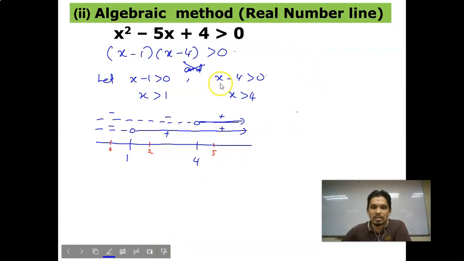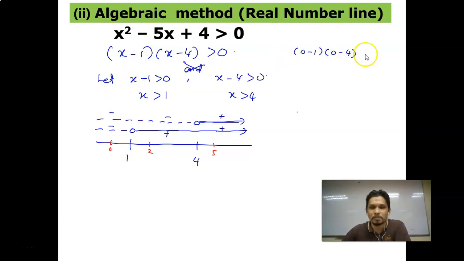Okay, substitute 0 into this equation. 0 minus 1 and 0 minus 4. Okay, 0 minus 1, negative 1, 0 minus 4, negative 4.